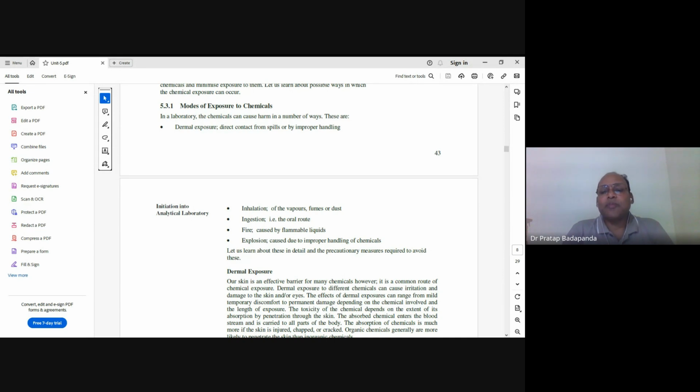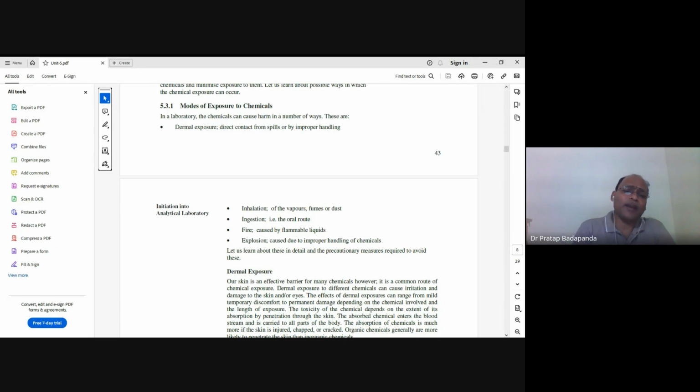Fire caused by flammable liquids. Like I told you, if you put sodium and water together, it is exothermic in nature and it will catch fire. Explosion caused by improper handling of chemicals. That might be an explosion.